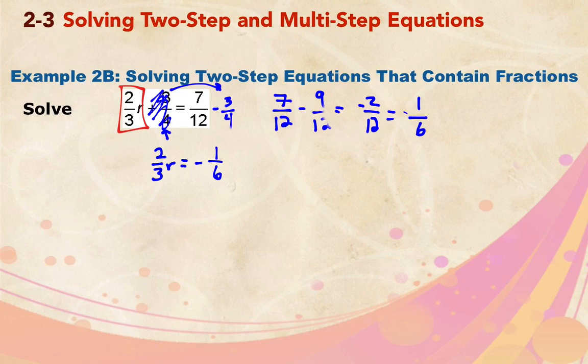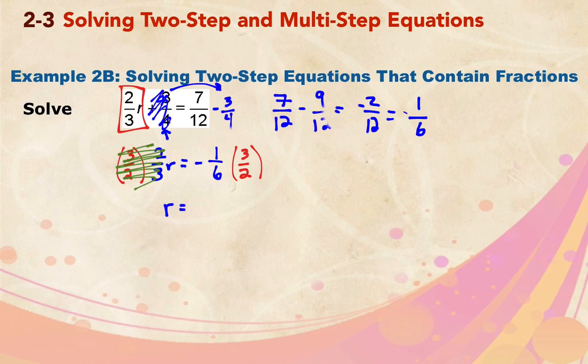This is one of those times when I'm going to use that reciprocal method. I'm going to multiply both sides by 3 over 2. You don't have to do it this way. You can multiply both sides by 3 and then divide by 2, but I'm just going to do it this way just for demonstration. 3 over 2. So my reciprocals here will cancel each other out, and I'm just left with r over here on the left.